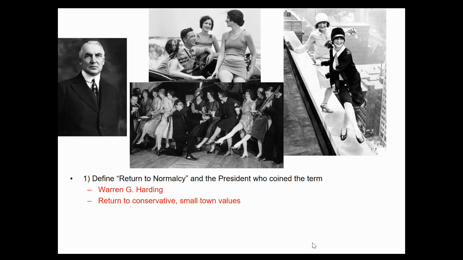Okay, and the president of the United States who coined the term was Warren G. Harding, who is amongst one of the worst presidents in American history because he did so little. And what you need to understand here about his return to normalcy is this is going to affect the gains made by progressivism. How so?